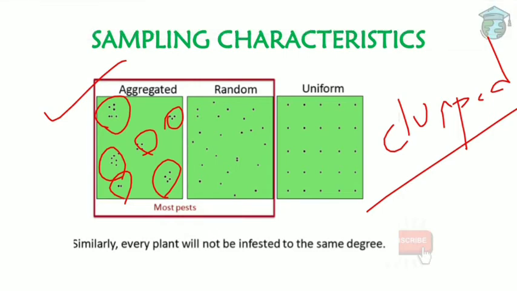These insects can be in aggregated form or random also. If they were uniform, we could easily collect samples from one spot only, and there would be no problem. Since the insects are in aggregated or random form, we should use the zigzag method so that we can get accurate results.